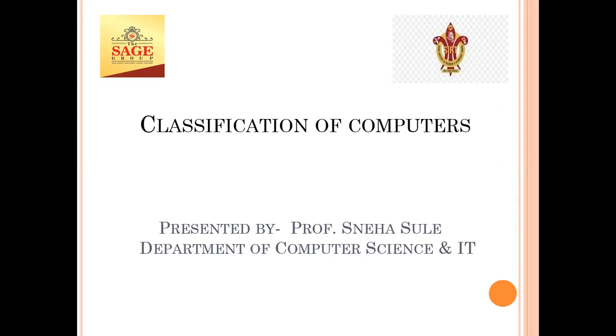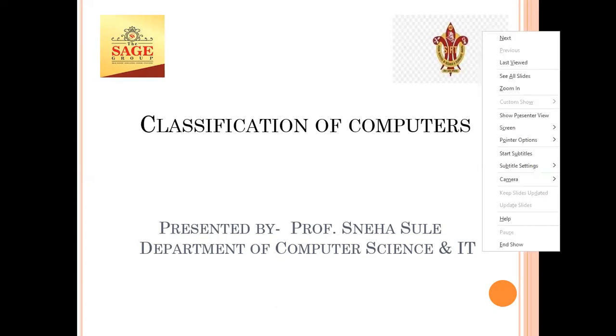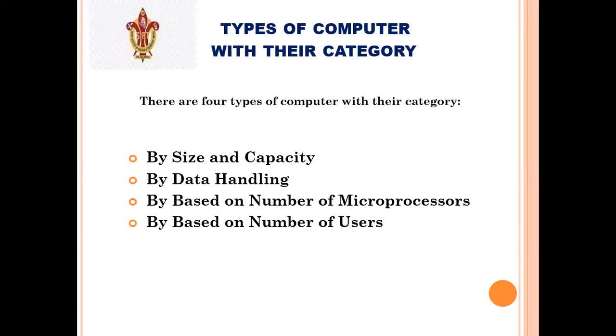So what is a computer? A computer is basically an electronic device that works on the information which is given by the end user. Yes or no? Okay. So, depending on the classification of computers, computers are divided by their category. First is by size and capacity. Second is by data handling. Third is based on the number of microprocessors. And fourth is based on number of users.